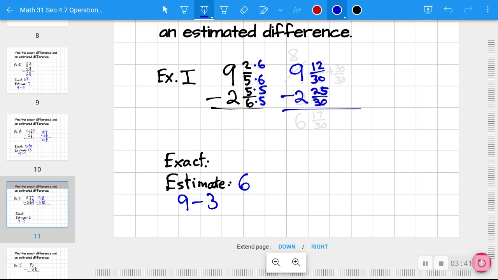Okay, so we've got a common denominator here, but we have a different problem. 12 minus 25, there's not enough in this 12 to take away 25. So we have to borrow from this whole number, and it's a little tricky when you're doing this. We're borrowing 1 and putting it in the other column, but we've got to make sure that it has a common denominator. So this is the version of 1 that you bring over.